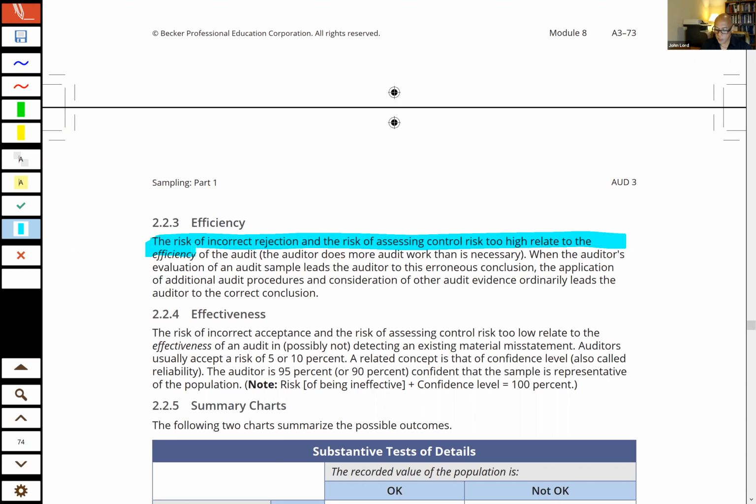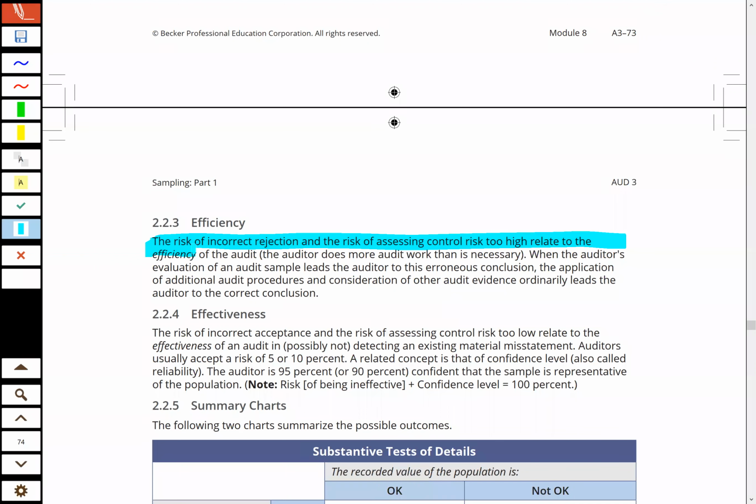Well, what happens here? If I believe there's a material misstatement in the financial statements, what am I going to do? You said if you believe there is a material misstatement in the financial statements based on my audit sampling, when in fact there really is not, right? Because I'm rejecting incorrectly. But if I think there is, what am I going to do?